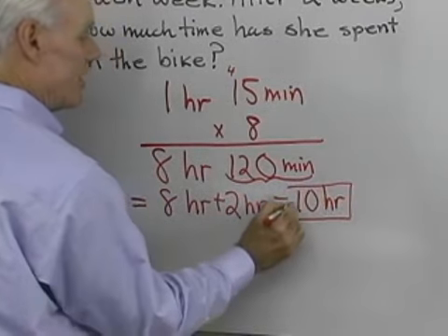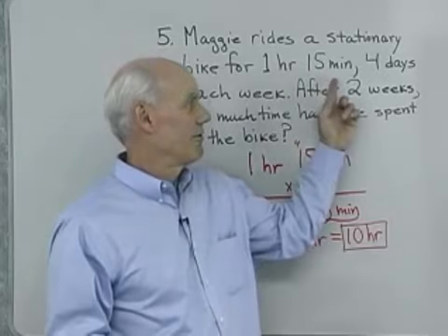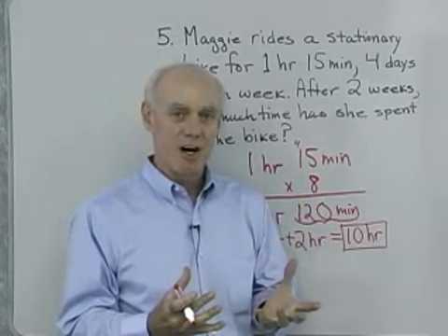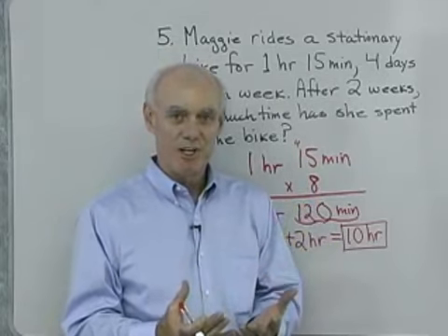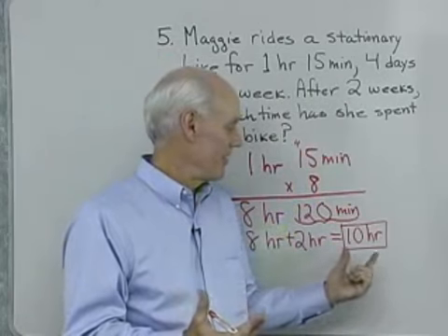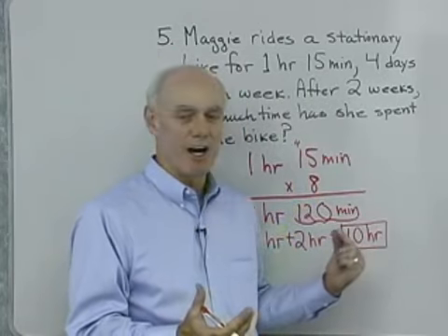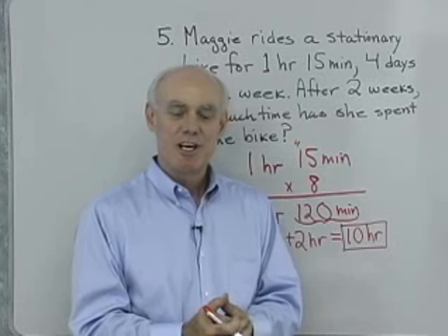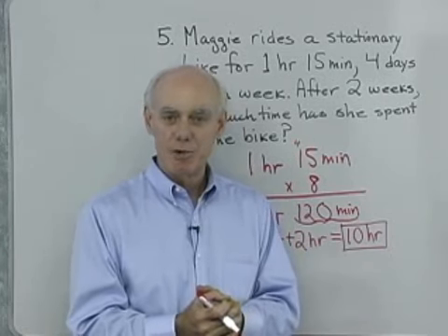So if Maggie rides this stationary bike for 1 hour, 15 minutes every time she's on it, and she's on it 4 days a week, in 2 weeks she will end up having been on the stationary bike for a total of 10 hours. So that's a look at some problems that involve mixed units.